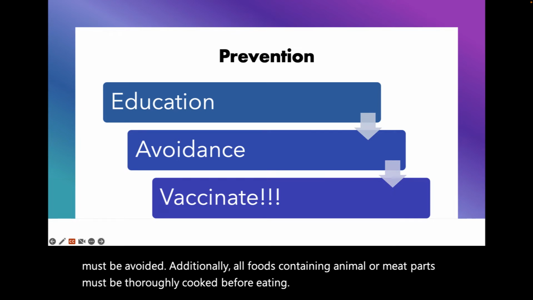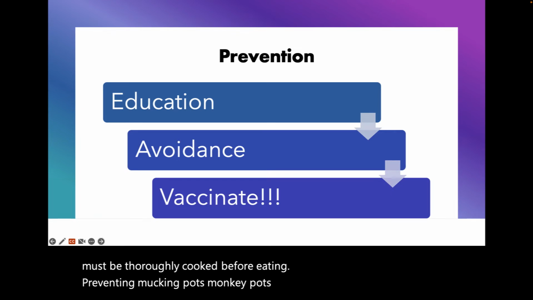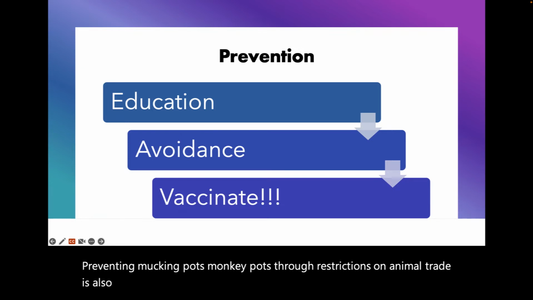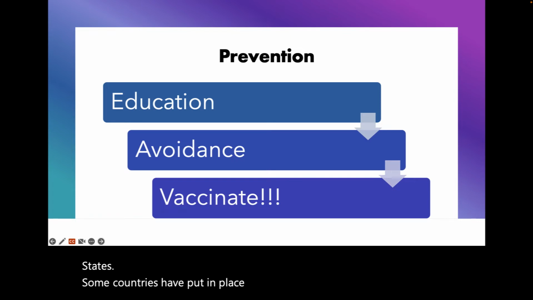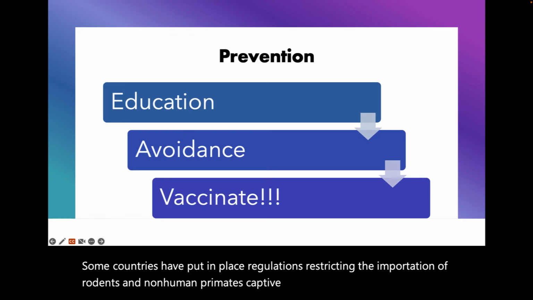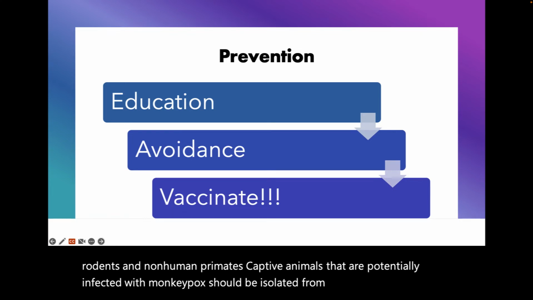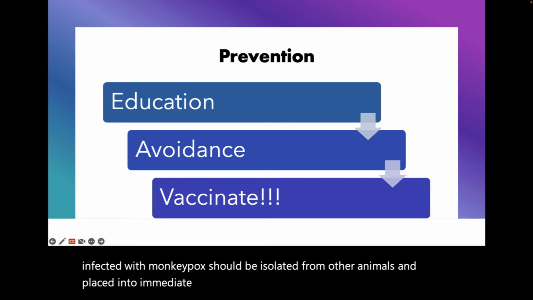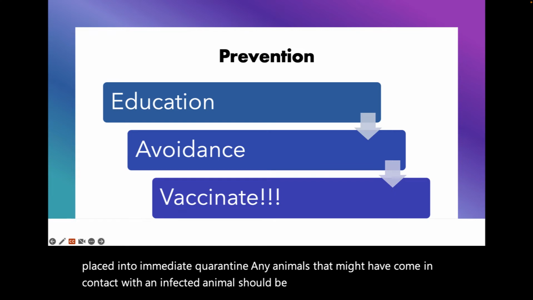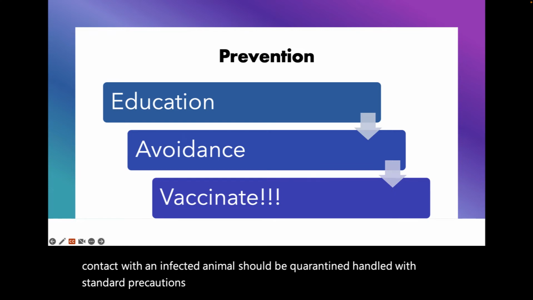Preventing monkeypox through restrictions on animal trade is also very important, as we learned in 2003 here in the United States. Some countries have put in place regulations restricting the importation of rodents and non-human primates. Captive animals that are potentially infected with monkeypox should be isolated from other animals and placed into immediate quarantine. Any animals that might have come in contact with an infected animal should be quarantined, handled with standard precautions, and observed for monkeypox symptoms for 30 days.